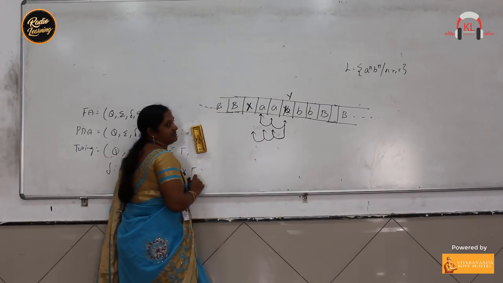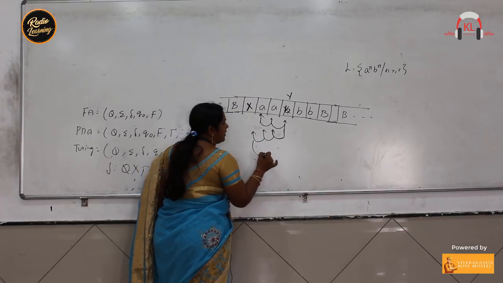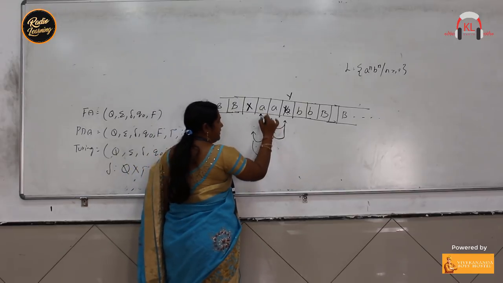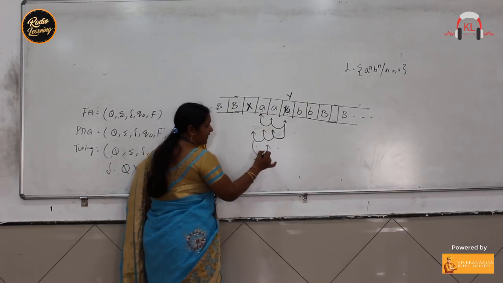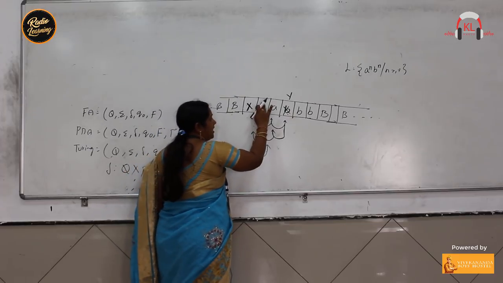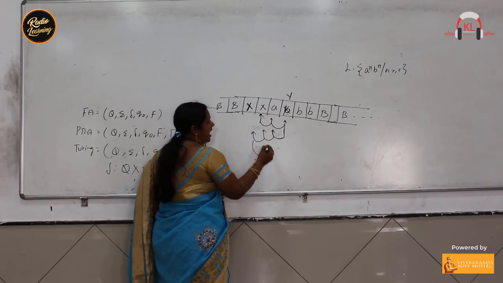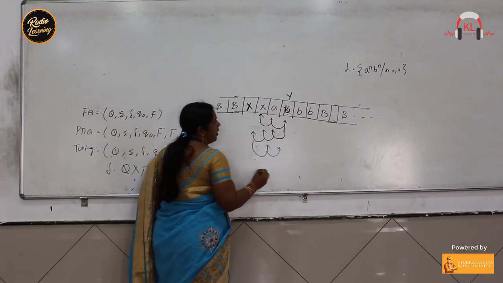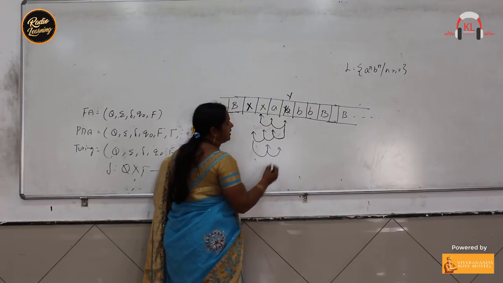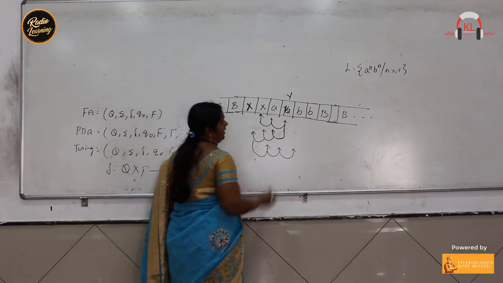Now I saw X. Whenever I see X, my head moves forward, that means moving right. Now my finite control head is pointing to input A. Whenever I see A here, I replace this A with X, and move forward. Now I saw A again. I keep A as it is, and move right. I saw Y.